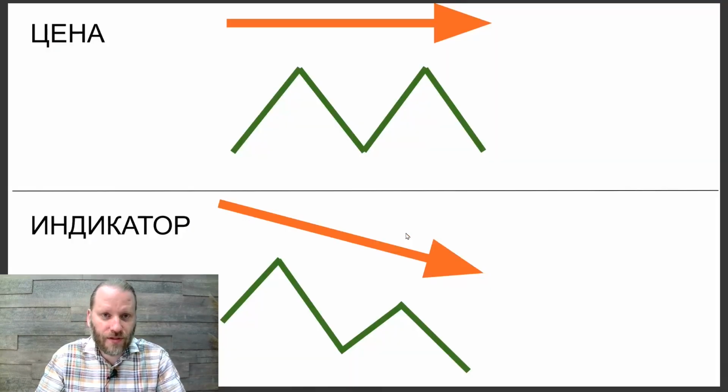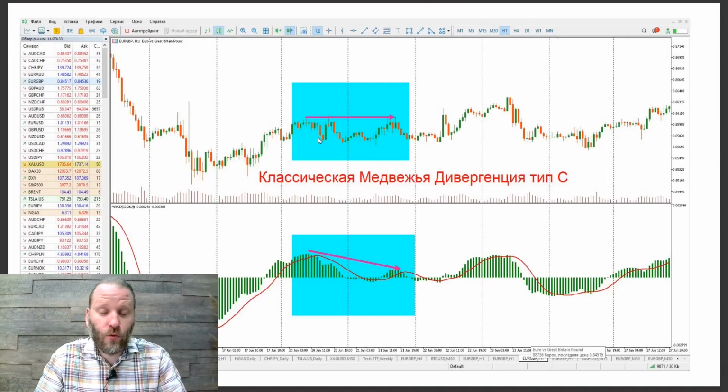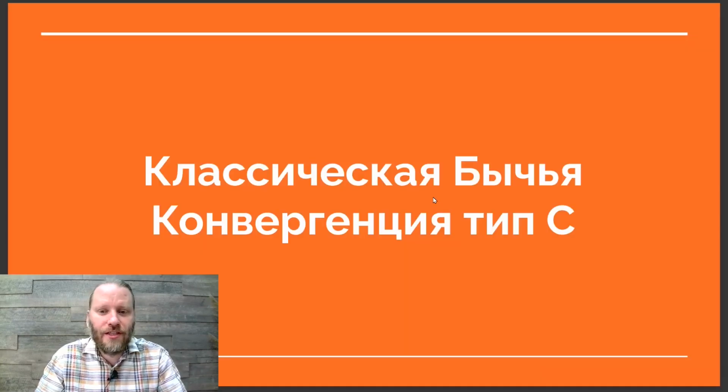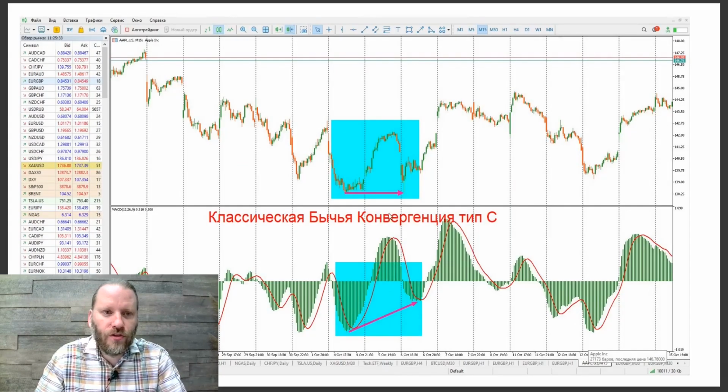And the last type is the classic bearish divergence type C. Convergence, respectively. In the diagram, we see that the price is standing still, and the indicator, on the contrary, is moving down. So, let's look at the example. Euro-pound. The highs of the price stand still, and the highs of the indicator show a downward movement. This is a good sell signal. You can sell up here. Earn money by lowering the price. Such signals are not so strong, but nevertheless, it is also a good signal, especially for short-term trading.